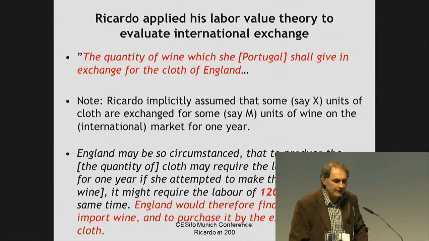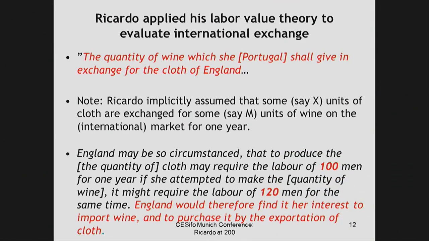But he made now, "England may be so circumstanced that 100 men, the production of cloth may require the labor of 100 men," and the cloth exchanged would cost 100 men. If the wine that she imported would cost 120 men, England would get a benefit, because they give up 100 workers and get, counterfactually, 120 workers' worth for producing this wine. You just need those two numbers in order to see that, first of all, it's good for the country to do that. And it gives you something about the gains from trade. These 20 Englishmen are going to be saved.